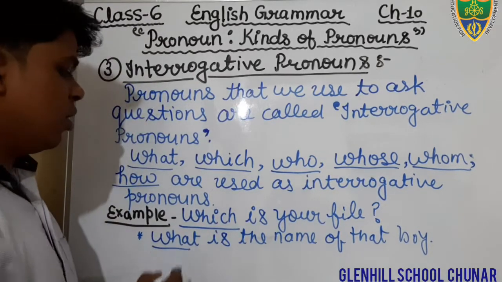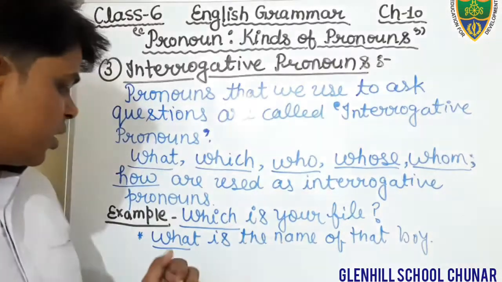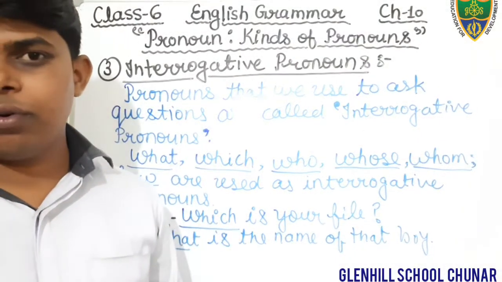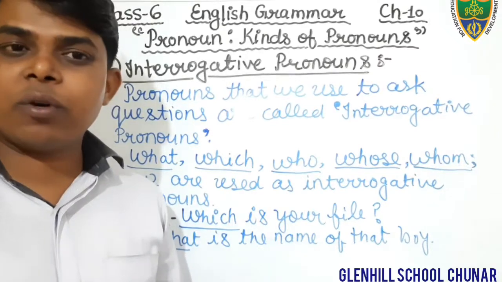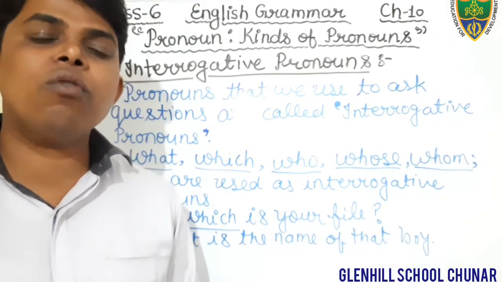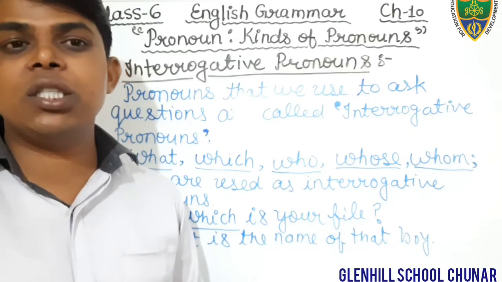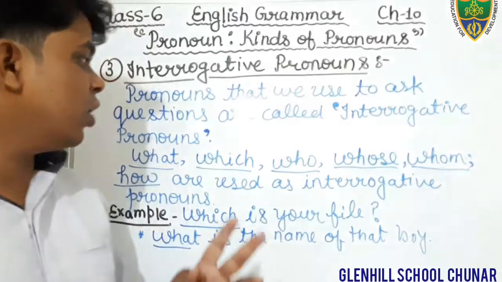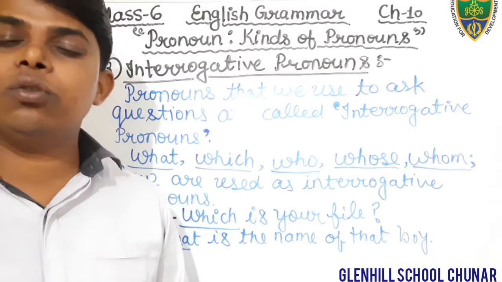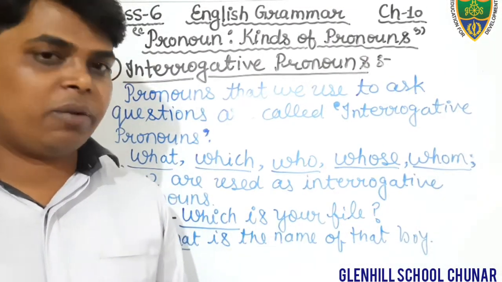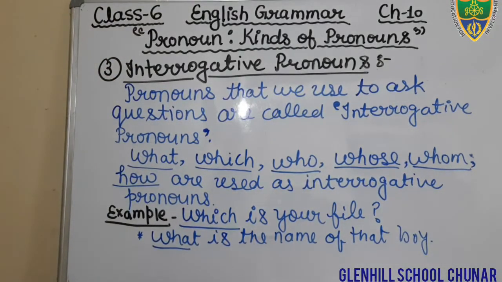In the first example, the word which is an interrogative pronoun, and in the second example, the word what is an interrogative pronoun. These two words are used to ask questions, therefore they are interrogative pronouns. You all have understood what an interrogative pronoun is: the pronoun that we use to ask a question. These are the words what, which, who, whose, whom, how, etc. So just write about it. I hope that you all have understood. If you have any kind of doubts, you can ask on WhatsApp.